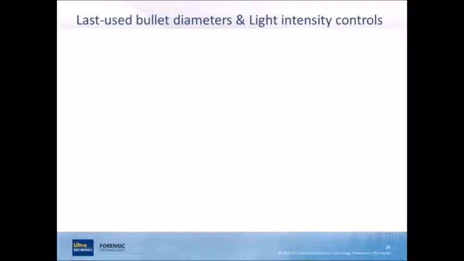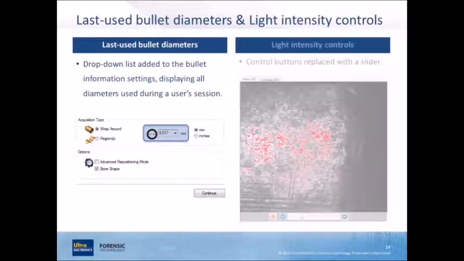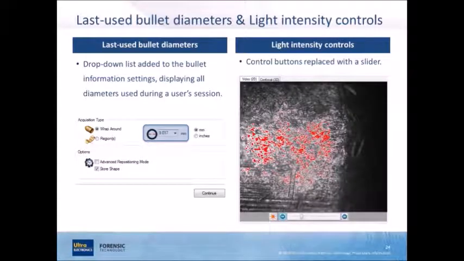A couple of smaller points now. First, there is a drop-down list of last used bullet calibers available in the bullet information settings for a user session. So you won't have to type in bullet diameters each time if you're using unusual calibers. And secondly, the light intensity controls have been changed, and the buttons that were there previously have been replaced by a slider. The auto light button to the left, however, still remains.